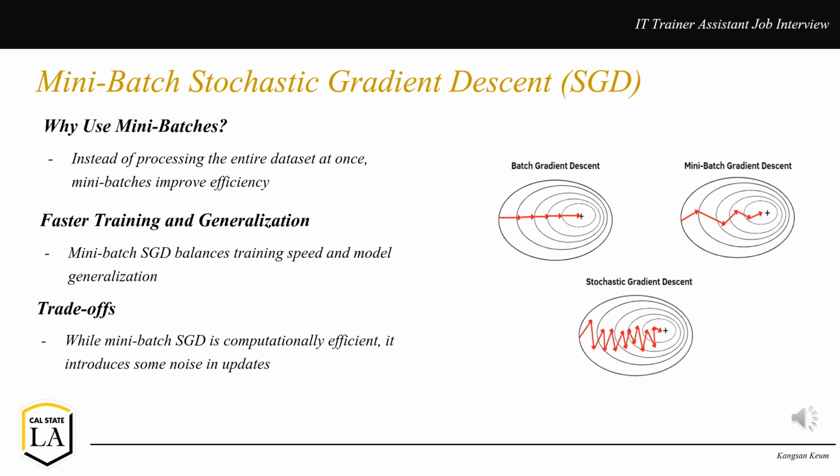However, there are some trade-offs. Mini-batch SGD introduces some noise into the updates, meaning that the path toward the optimal weights is less direct. Choosing the right batch size is important. A small batch size increases variability, while a large batch size behaves more like traditional gradient descent. Despite these trade-offs, mini-batch SGD is widely used in deep learning because of its efficiency and scalability.